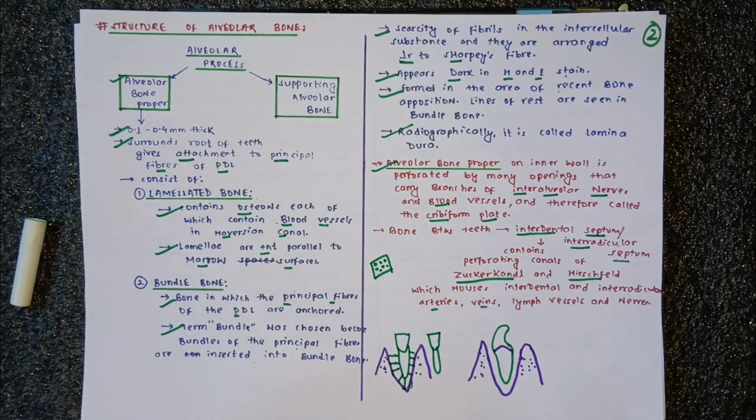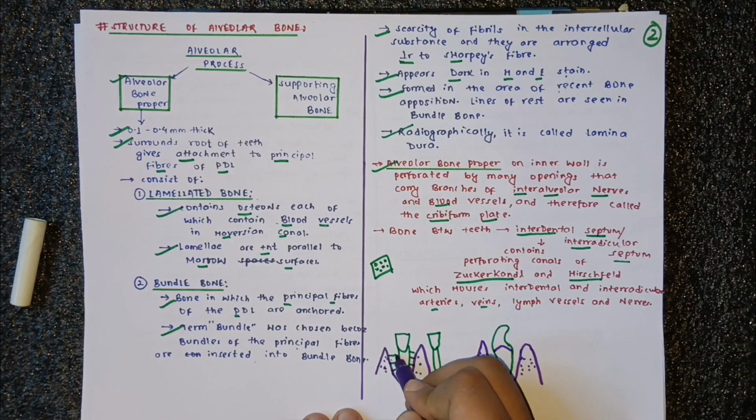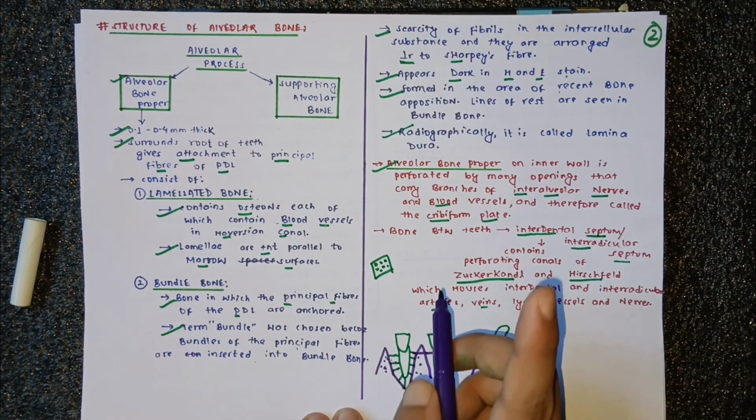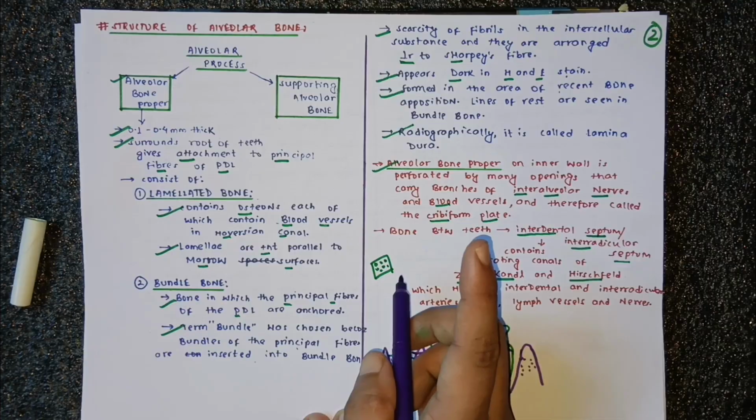I'll draw here. This is the surface fiber. Sometimes this surface fiber perforates the interdental septum and again comes out in the periodontal space of another tooth and is attached to the cementum of that tooth. This is called the transseptal fiber that we discussed in the periodontal ligament video.